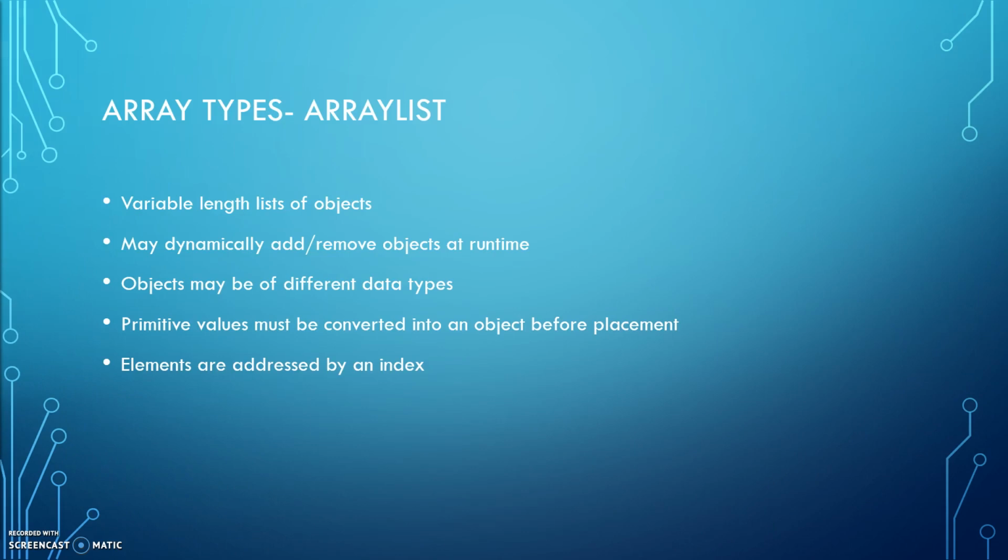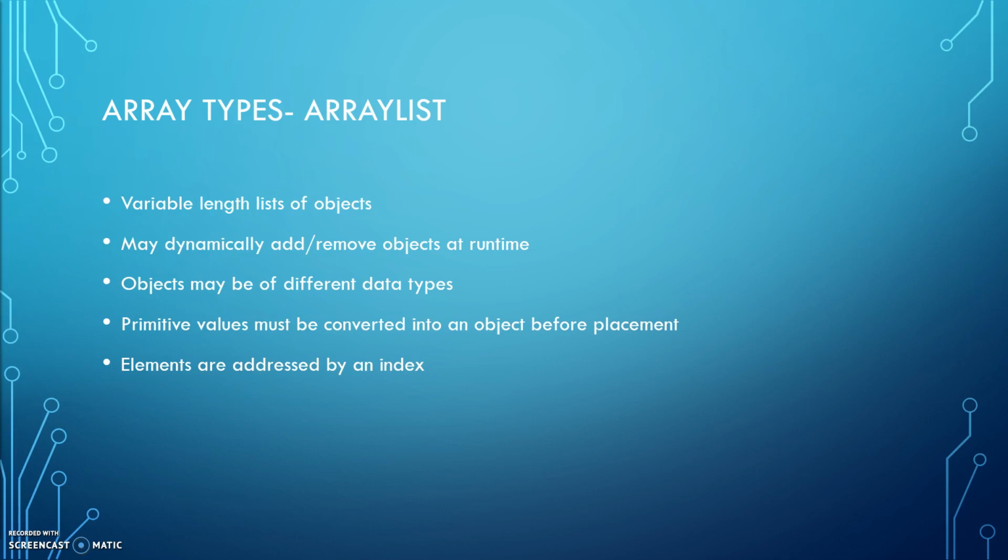The third type is an arrayList, and it is more flexible because it can have variable length lists of objects. You can dynamically add or remove objects at runtime. Objects may be of different data types, primitive values must be converted into an object before placement, and elements are addressed by an index.